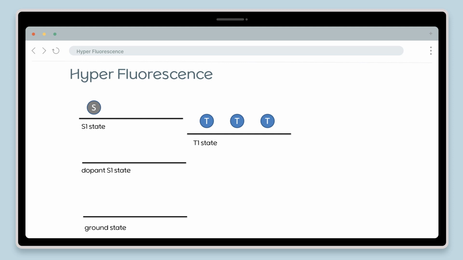Hyperfluorescence adds TADF dopant to host and dopant, which are the base materials for OLEDs. This addition of the TADF dopant creates an additional energy level called dopant S1 between the existing S1 and the ground state.